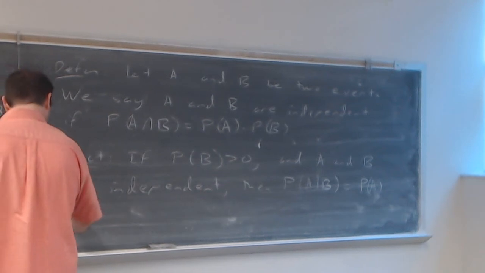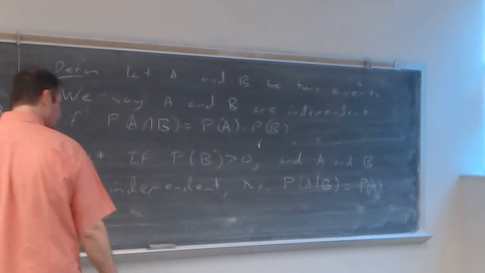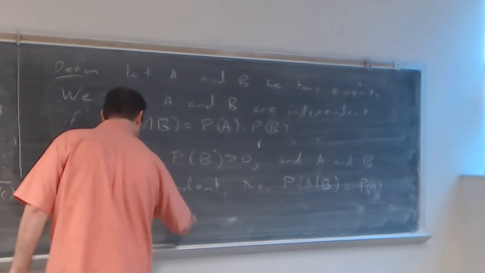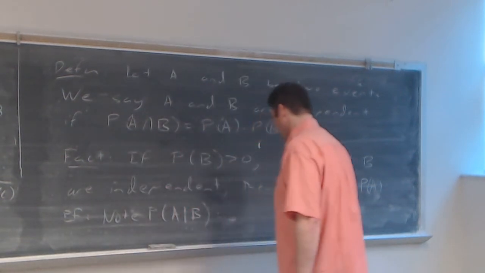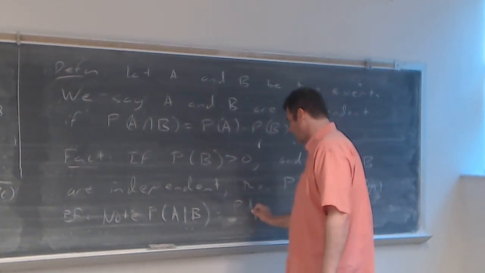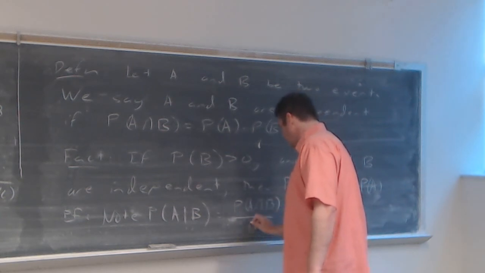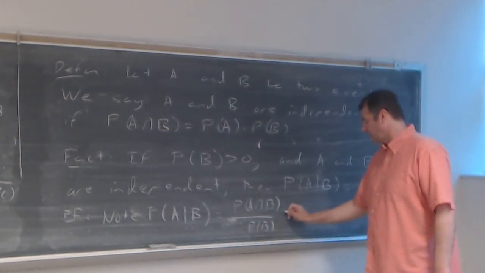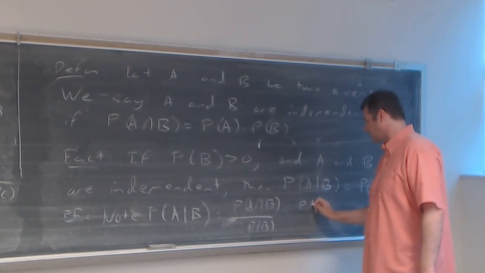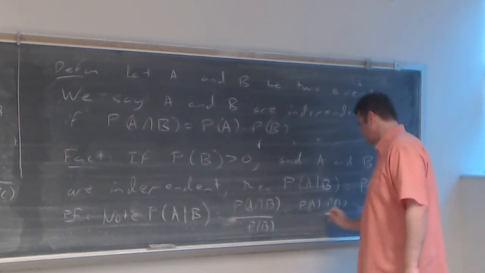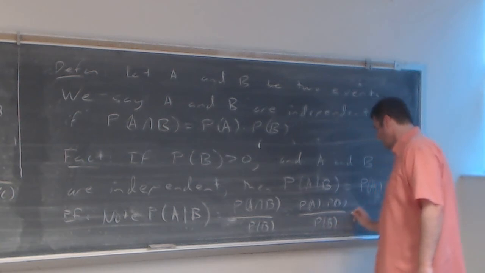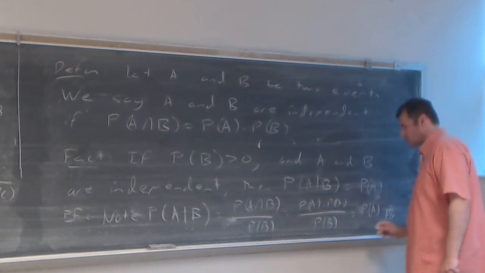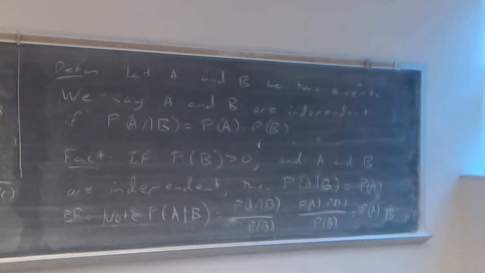Okay. So here's a proof of this fact. Note the probability of A given B, by definition, is the probability of A intersect B over the probability of B. And we're assuming that A and B are independent. So the definition of independence gives me that this is equal to the probability of A times the probability of B over the probability of B. The probabilities of B cancel with each other, and I'm just left with the probability of A. That's the proof. Let's look at an example.